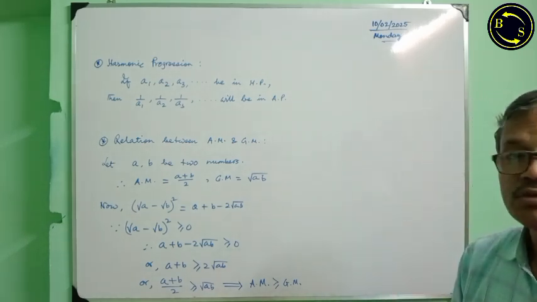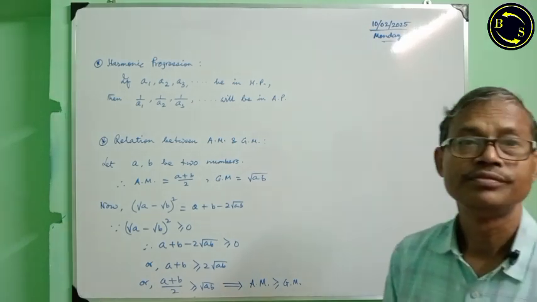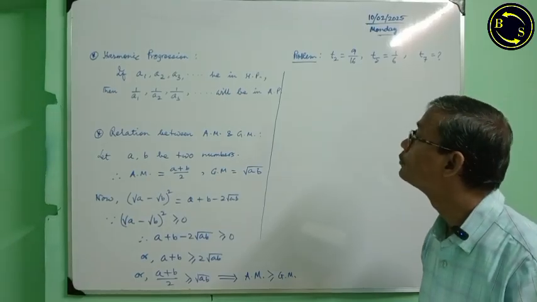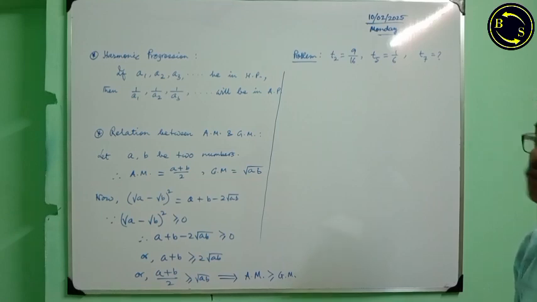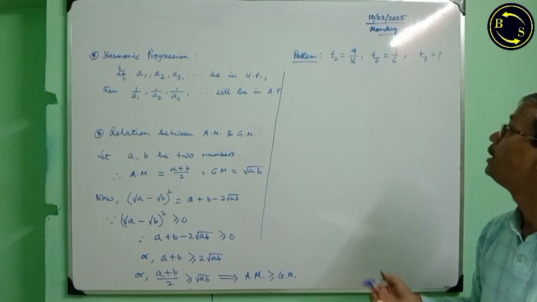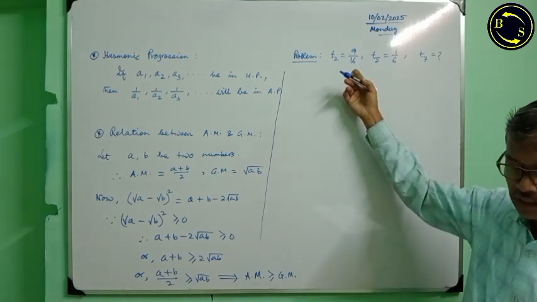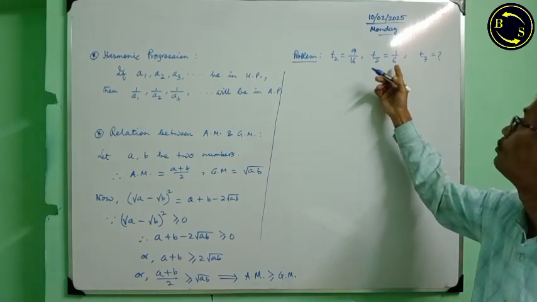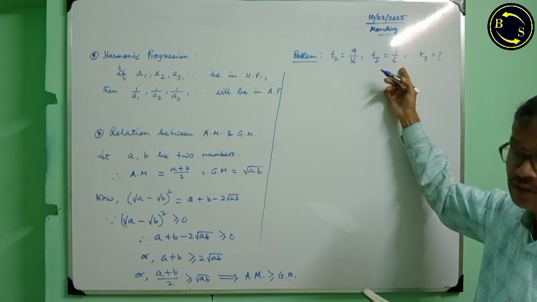Next, we shall solve a few more sums. I am going to work out more sums on GP as well as AP and mixed form. I take this one first, written on the board. Second term of a GP is 9 by 16 and fifth term is 1 by 6. You have to find the seventh term.